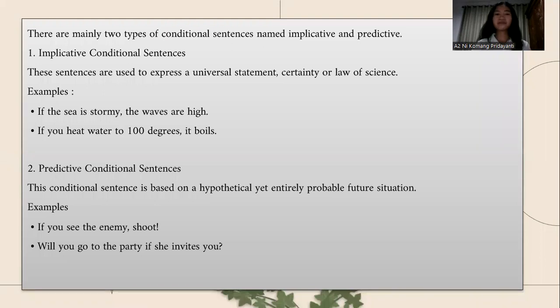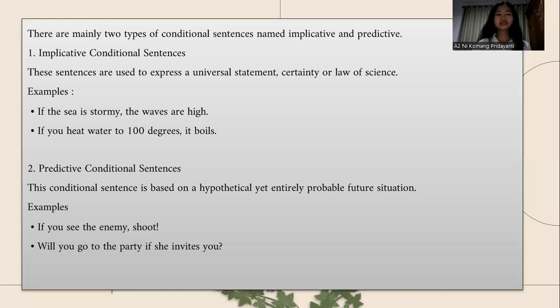Okay, there are mainly two types of conditional sentence, named implicative and predictive. The first is implicative conditional sentence. These sentences are used to express a universal statement, certainty, or law of science. For example, if the sea is stormy, the waves are high.